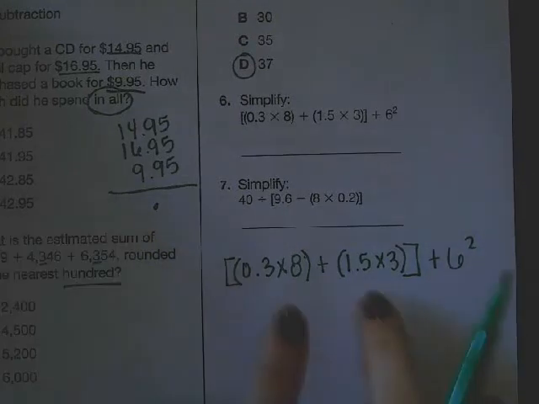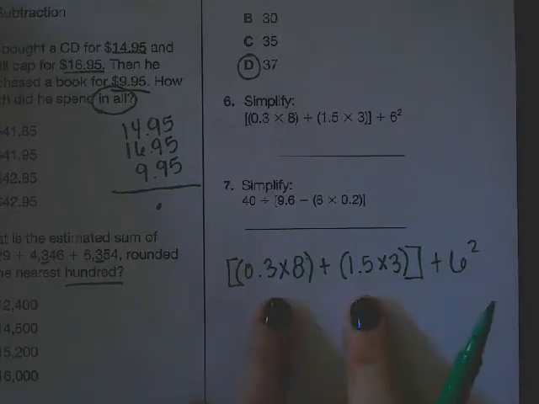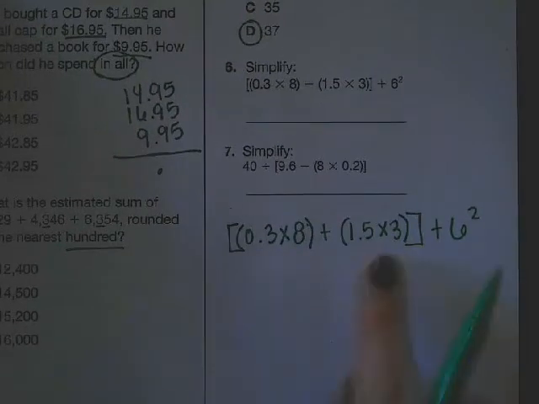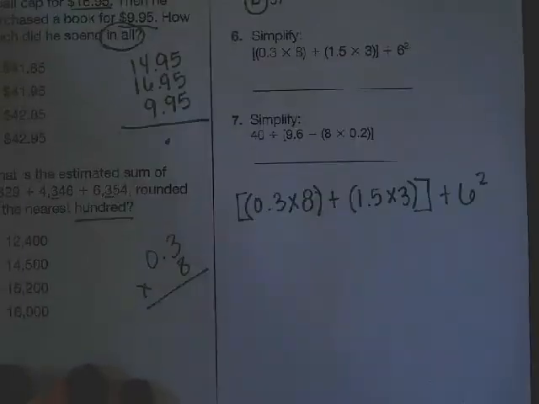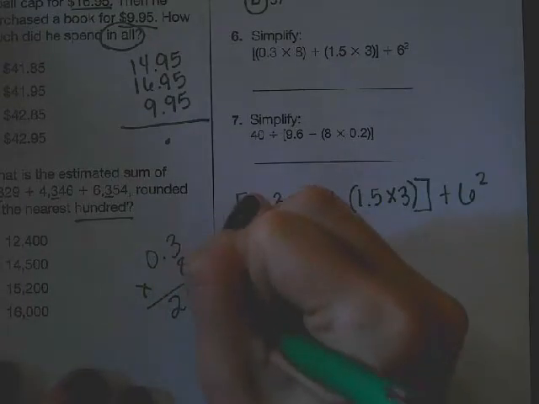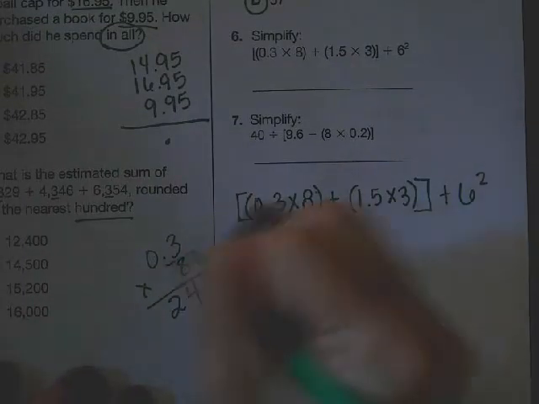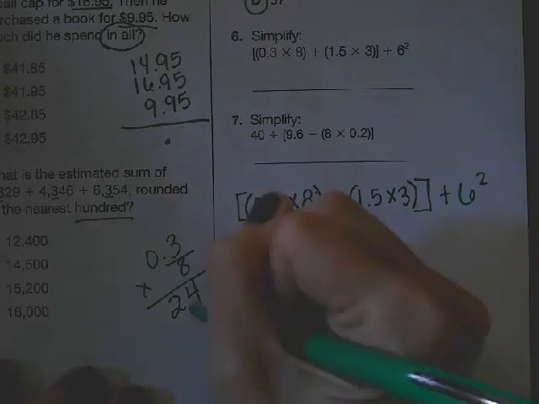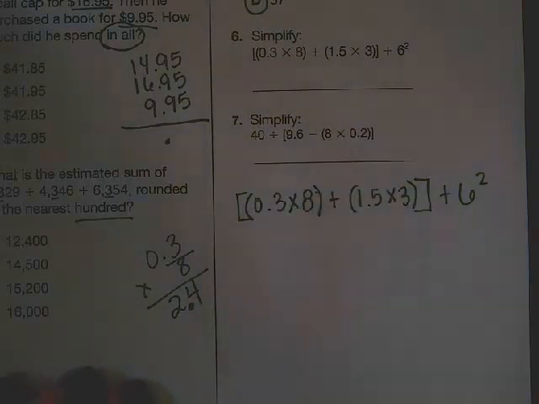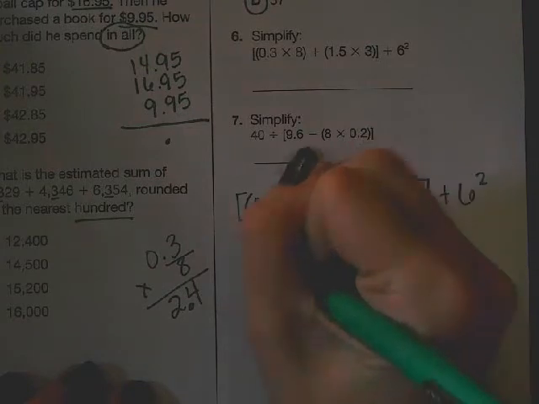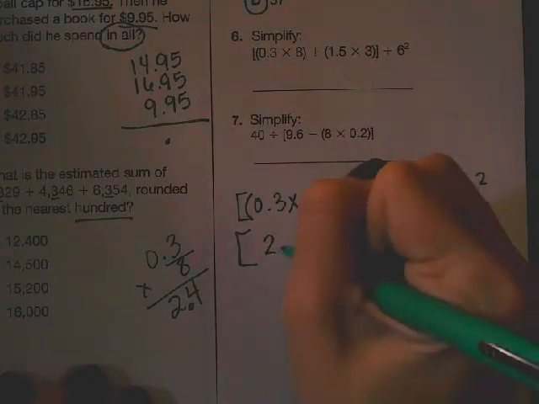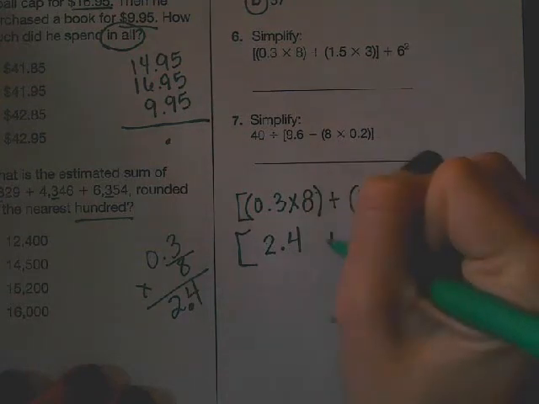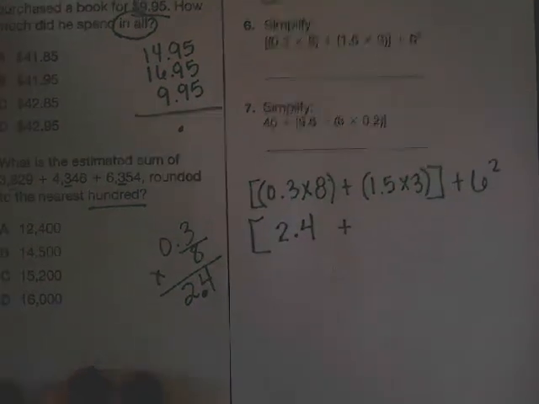Okay, so the first thing we're going to do is we're going to solve what's in each one of these parentheses. So 0.3 times 8. 3 times 8 is 24. And remember, when you're multiplying with decimals, count how many digits are behind the decimal, and that's how many will be behind the decimal in your answer. So I'm going to rewrite this. My parentheses is gone here, but the bracket stays there. And then I'm going to go ahead and do this part too.